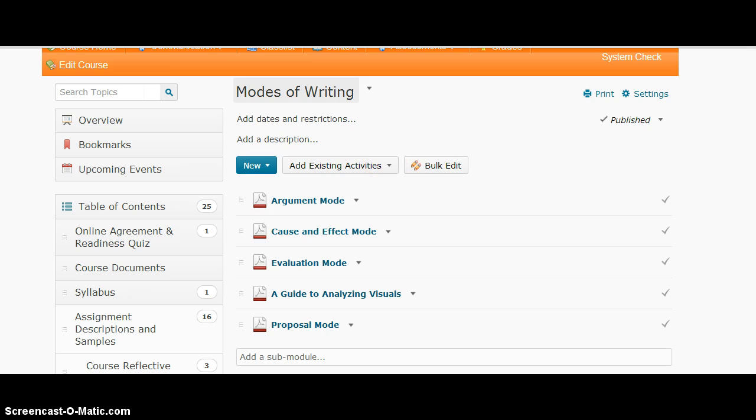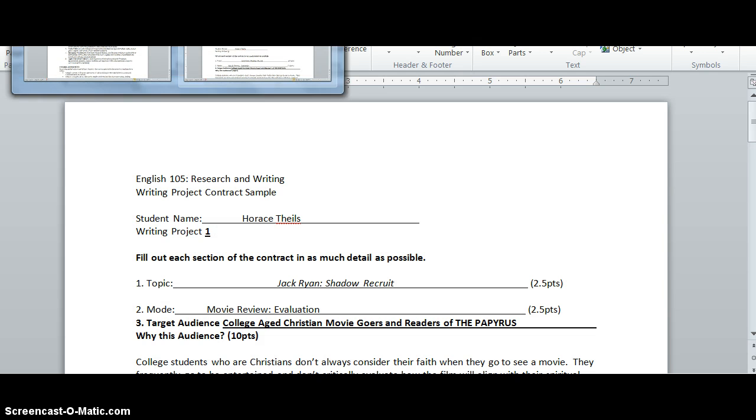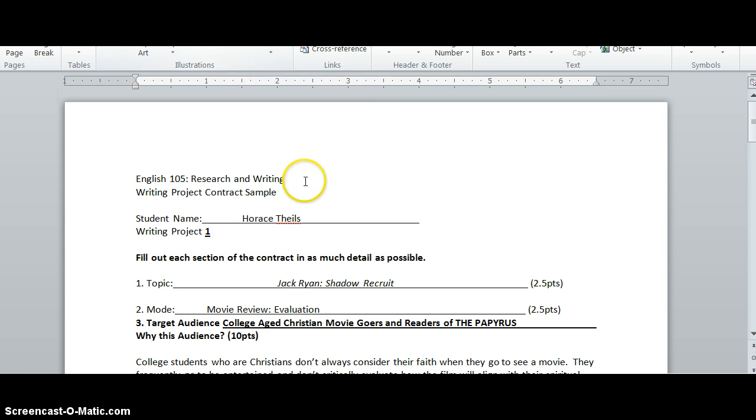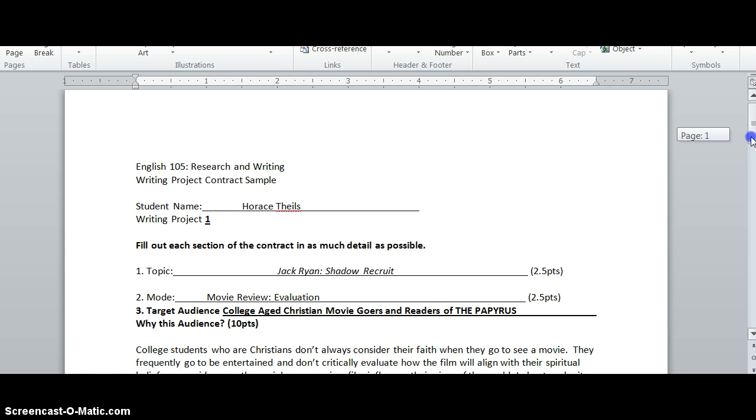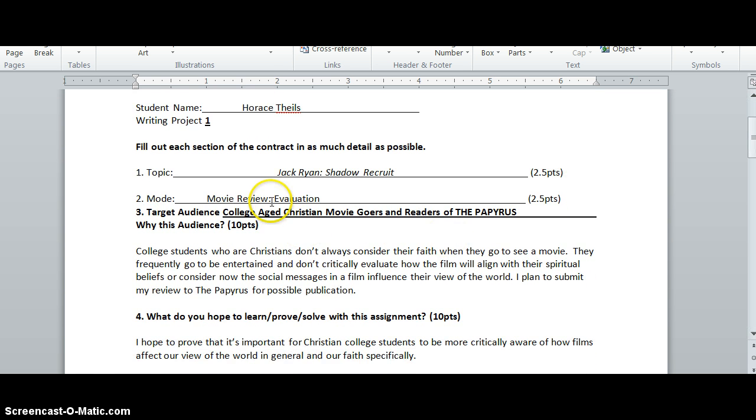Now, let's go to a sample writing project contract. Here's one by a non-existent student named Horace Thiels. Notice that he put down which writing project this was for. The first one. He chose the topic of Jack Ryan, Shadow Recruit. Then he chose a mode. Mode just means the type of writing you're doing for that assignment. For this particular assignment, he's going to do a movie review, which is a form of evaluation.